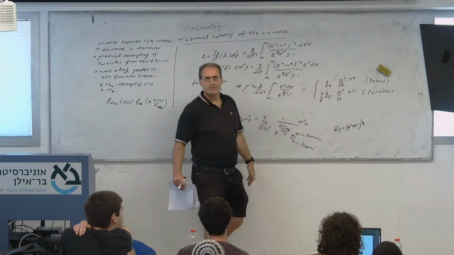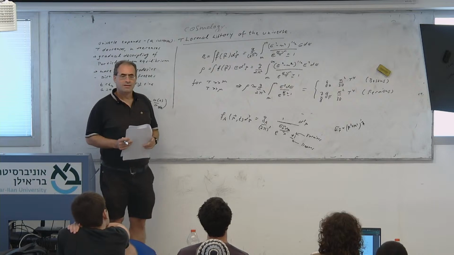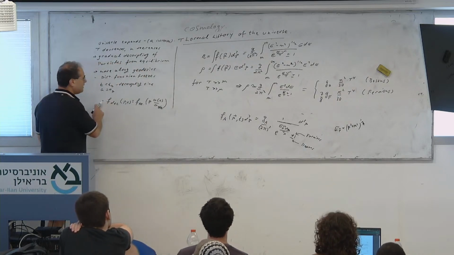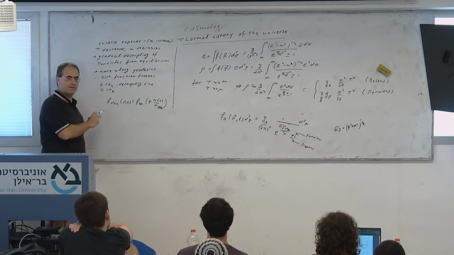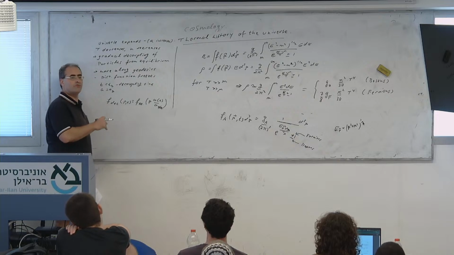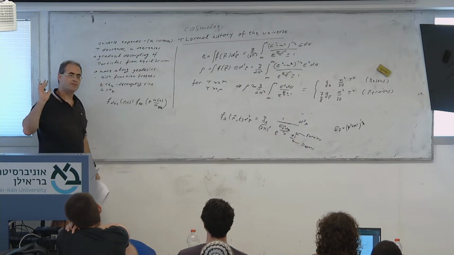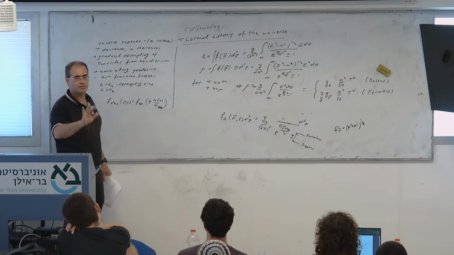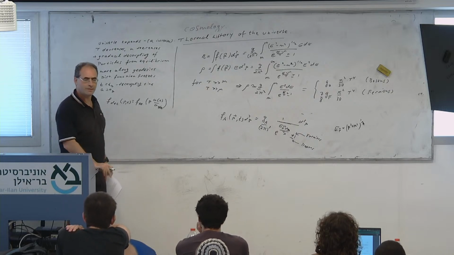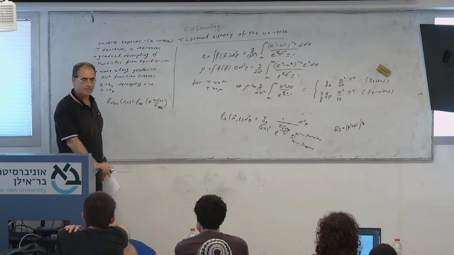We said we need to take the distribution at the time of the decoupling, right? At the time of the decoupling, if I know the distribution at the time of the decoupling, I know the distribution at any other time. That's called freeze out. So once the particles decouple, the distribution cannot change anymore because they do not have any more interactions, even if the temperature changes.